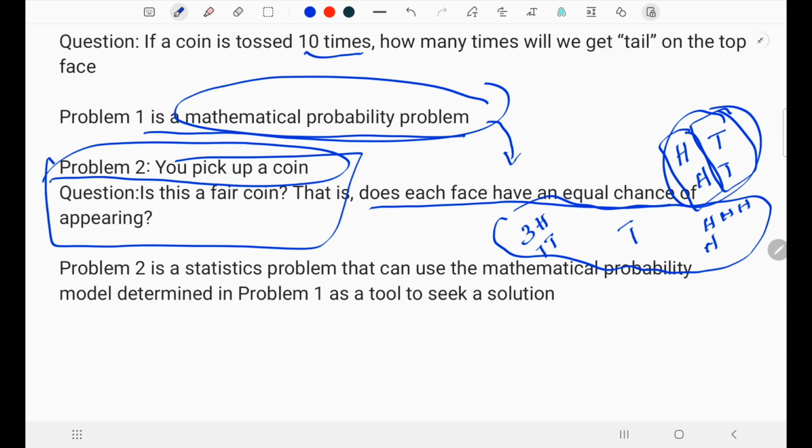In short, I can say the answer to neither question is deterministic. Neither problem 1 nor problem 2 is deterministic. Tossing a coin produces random outputs, which suggests that the answer is probabilistic. So I can get a tail or I can get a head.